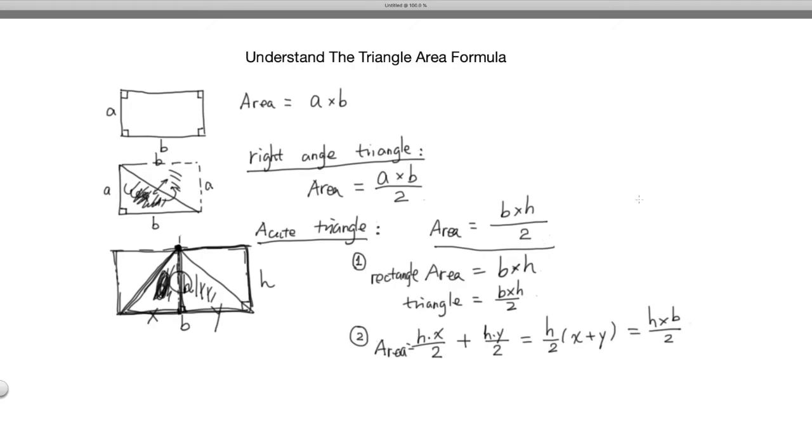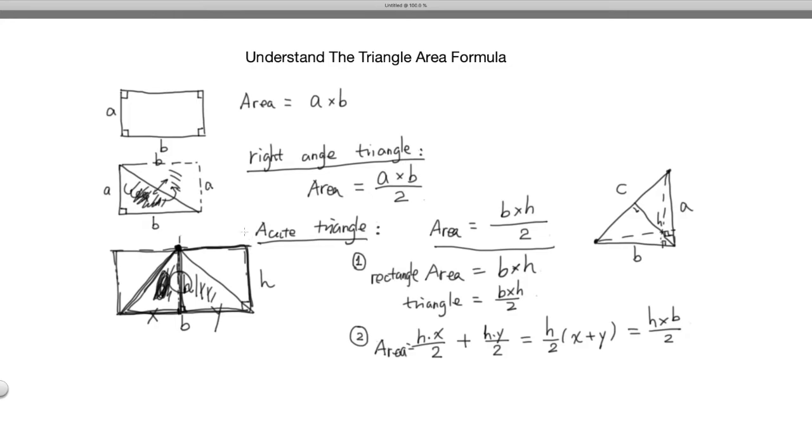One thing I need to point out is this base is just any base. You can use any of the three sides as a base. So you can use this base, b. Now you have to use its corresponding height, this h. If you're using this base, let's call this a, then you have to use the height for that base, but you have to draw the altitude. Or you can use c as the base, and then you have to draw the corresponding height for c. Which one you want to use as a base and its corresponding height depends on the problem.